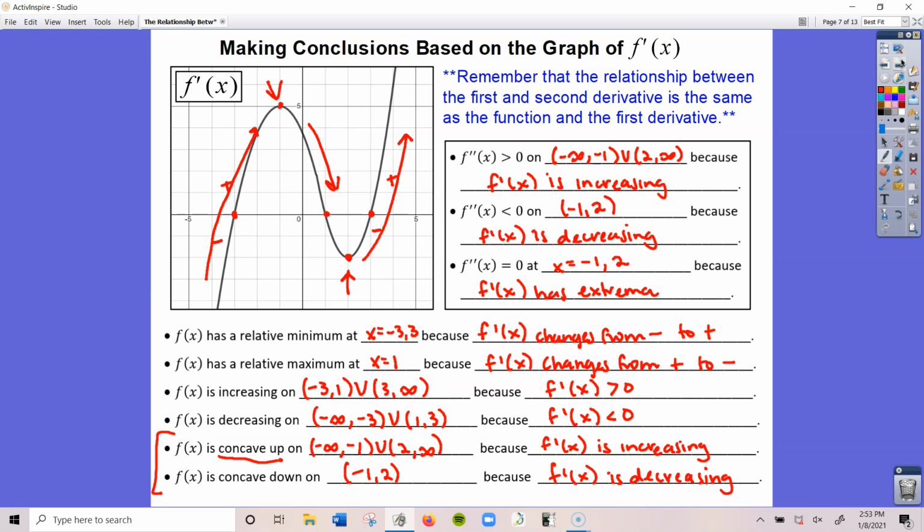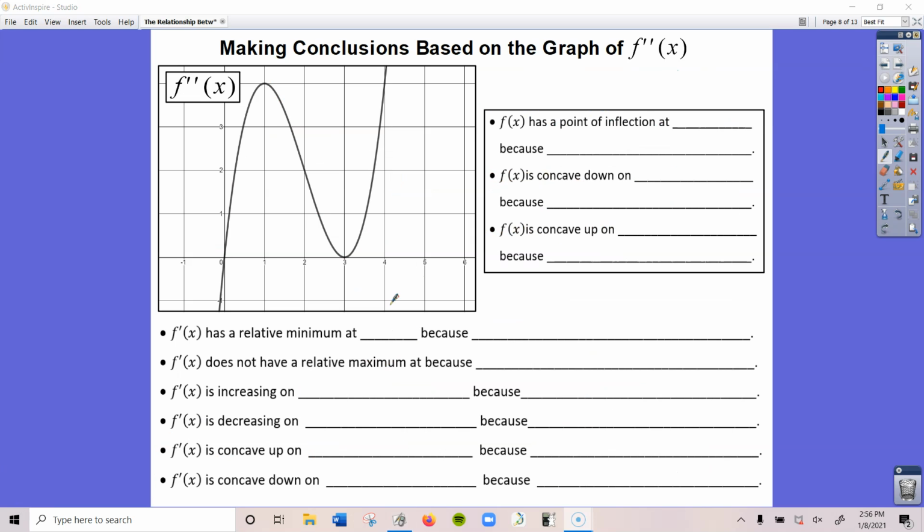Now let's examine the graph of the second derivative. Okay, so like I said, here we have the graph of the second derivative, and we're going to get all of this information about the first derivative. So f prime of x has a relative minimum. Now you can kind of pretend as if we're looking here at the first derivative and writing information about the function, because the relationship, as I keep saying, is the same. So the first derivative will have a relative minimum at x is equal to 0. And this is because f double prime of x changes from negative to positive.